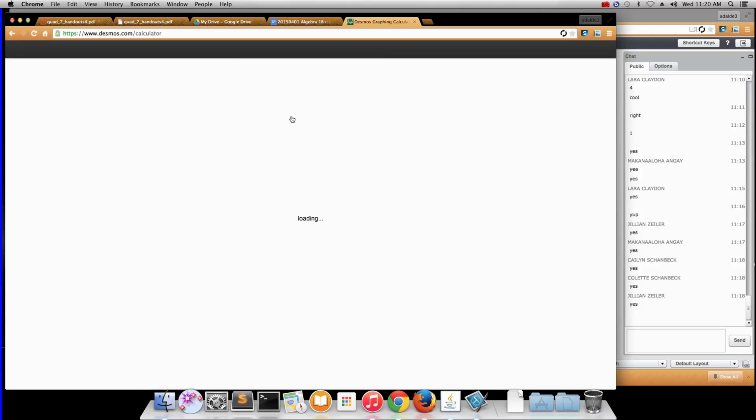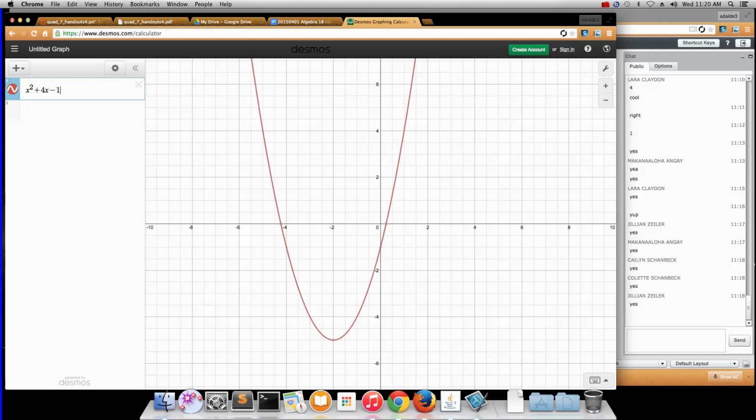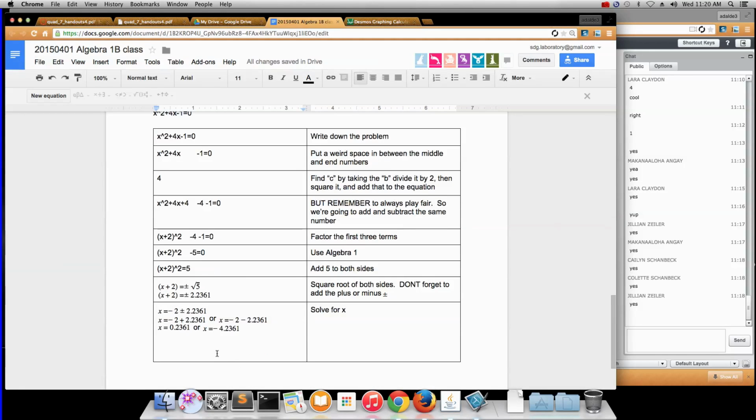X squared plus 4x minus 1. Okay, look where it crosses. It crosses at 0.236 and negative 4.236. Look what our answers were. 0.236 and negative 4.236. Say wow or something. Come on, give me something, you guys.